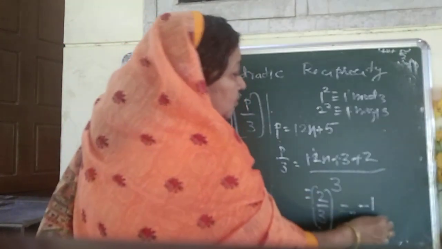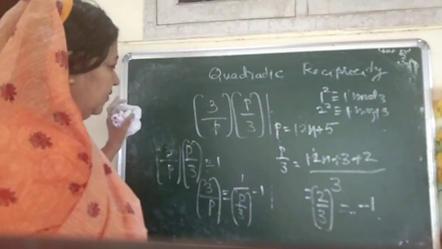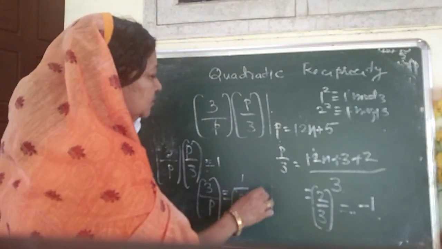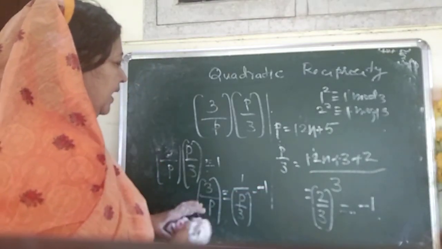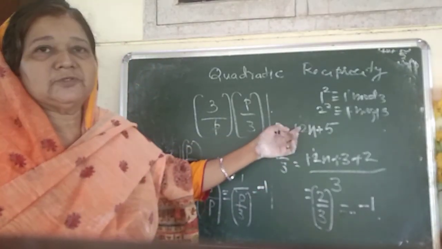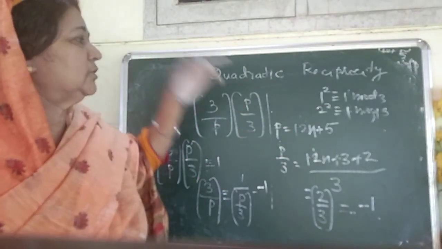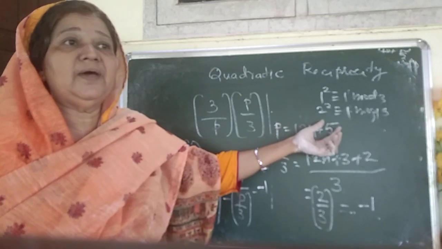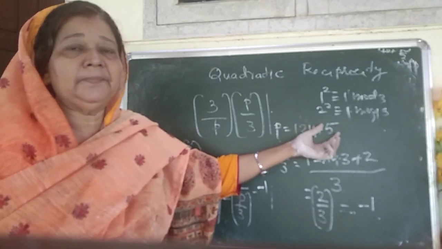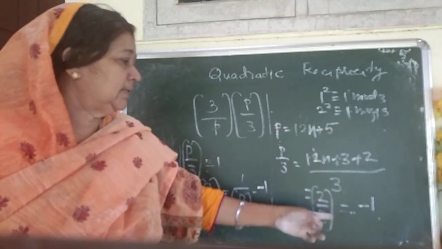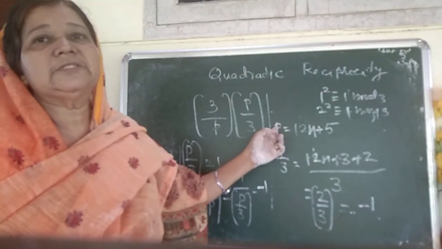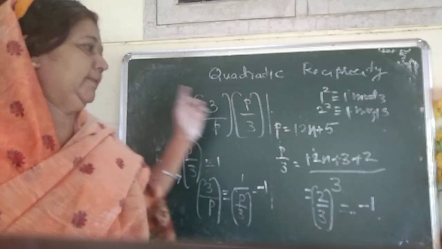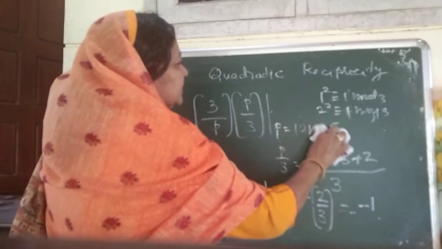So 2 by 3 is equal to minus 1. Therefore 3 by P is equal to minus 1, and so 3 does not belong to the quadratic residues. So if P is of the form 12n plus 5, for example 24 plus 5, that is 29, which is a prime, 3 does not belong to the quadratic residues modulo P. Then we consider 12n plus 7.